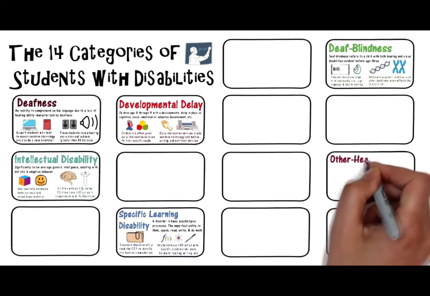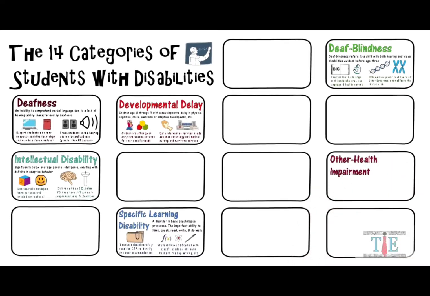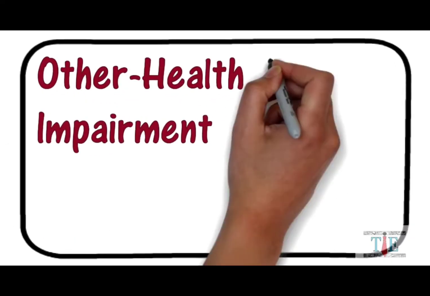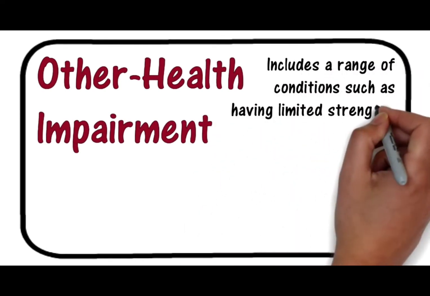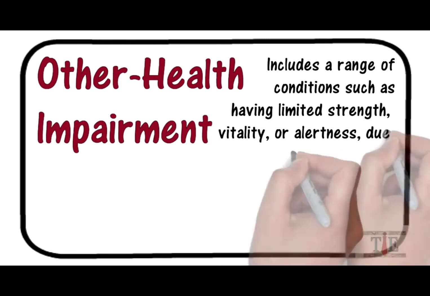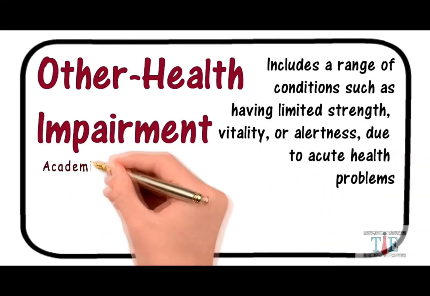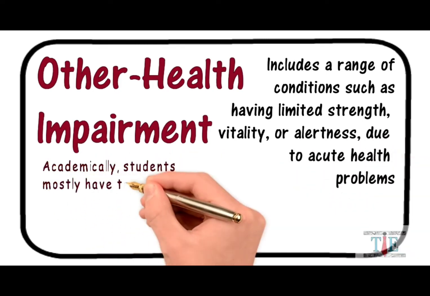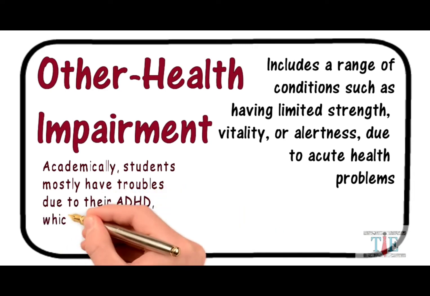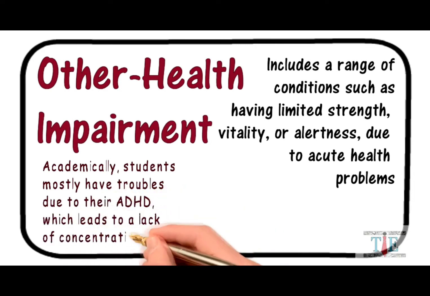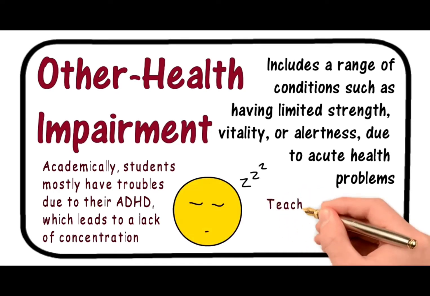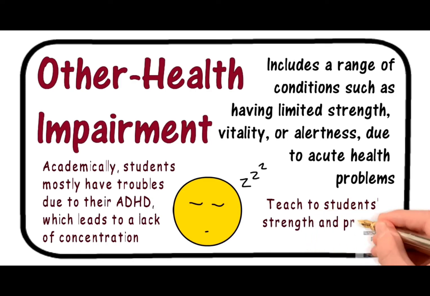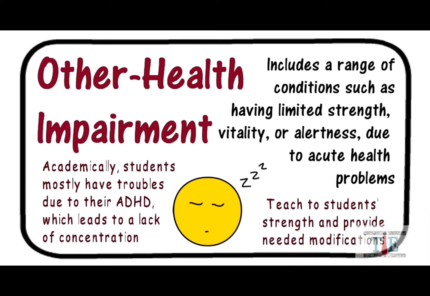Continuing, we move on to other health impairments. This category of disability includes a range of conditions such as having limited strength, vitality, or alertness due to acute health problems. These students mostly have troubles due to their ADHD, which leads to a lack of concentration. The ADHD students will daze off in class. Be sure to teach the students' strengths. Try to put them in a position to succeed.